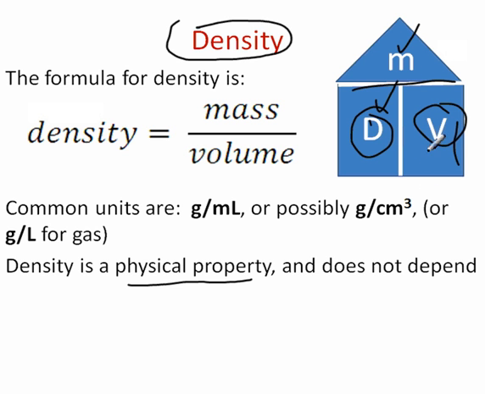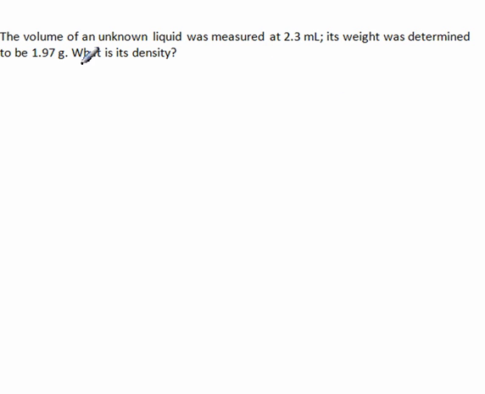Common units are always going to be mass over volume units. So grams on the top, milliliters on the bottom. Grams on the top, cubic centimeters, or liters if you're talking about gases. So if you look at a problem right here, the first thing I identify is, what is it asking me for? It's asking me for density. So density is going to be equal to mass over volume.